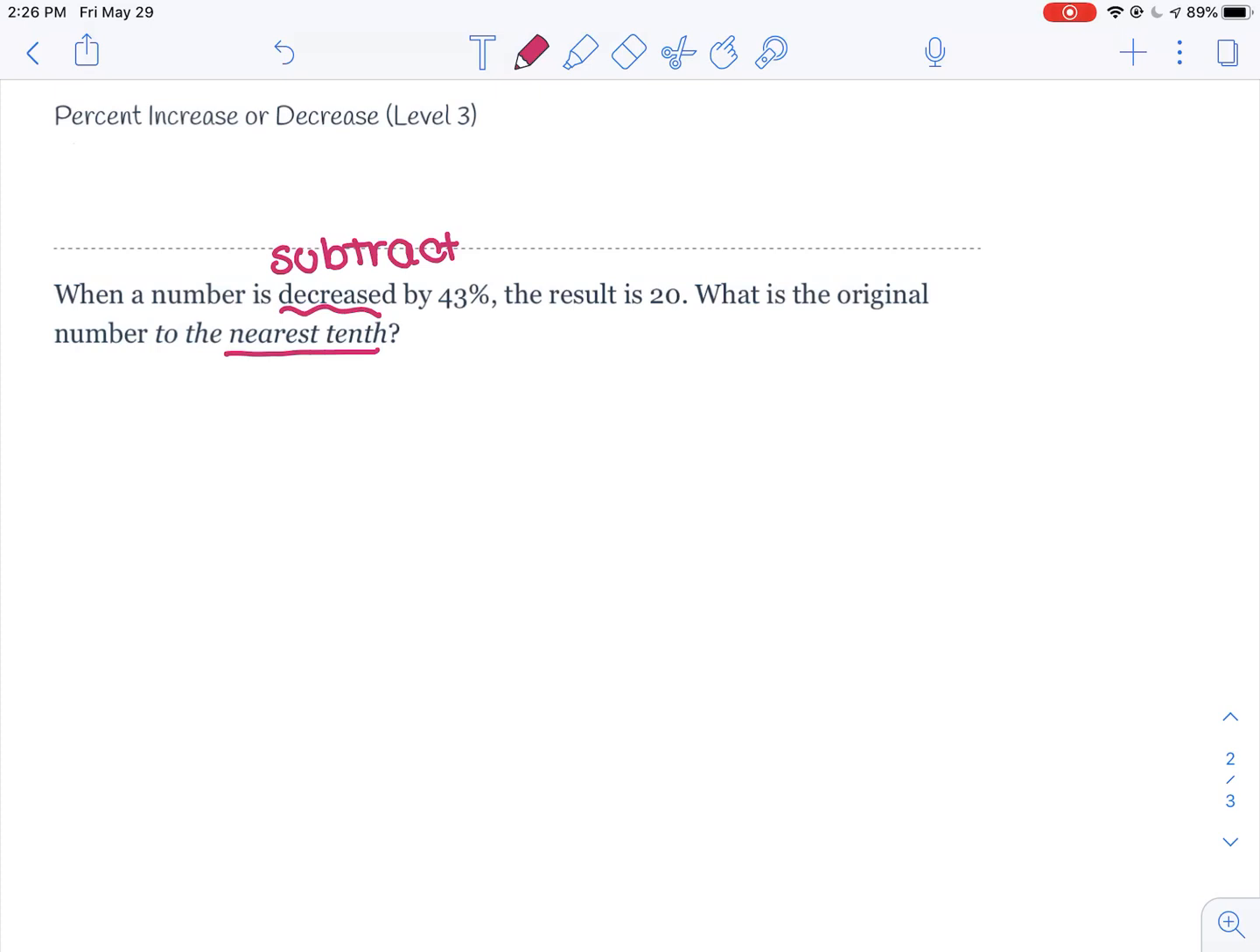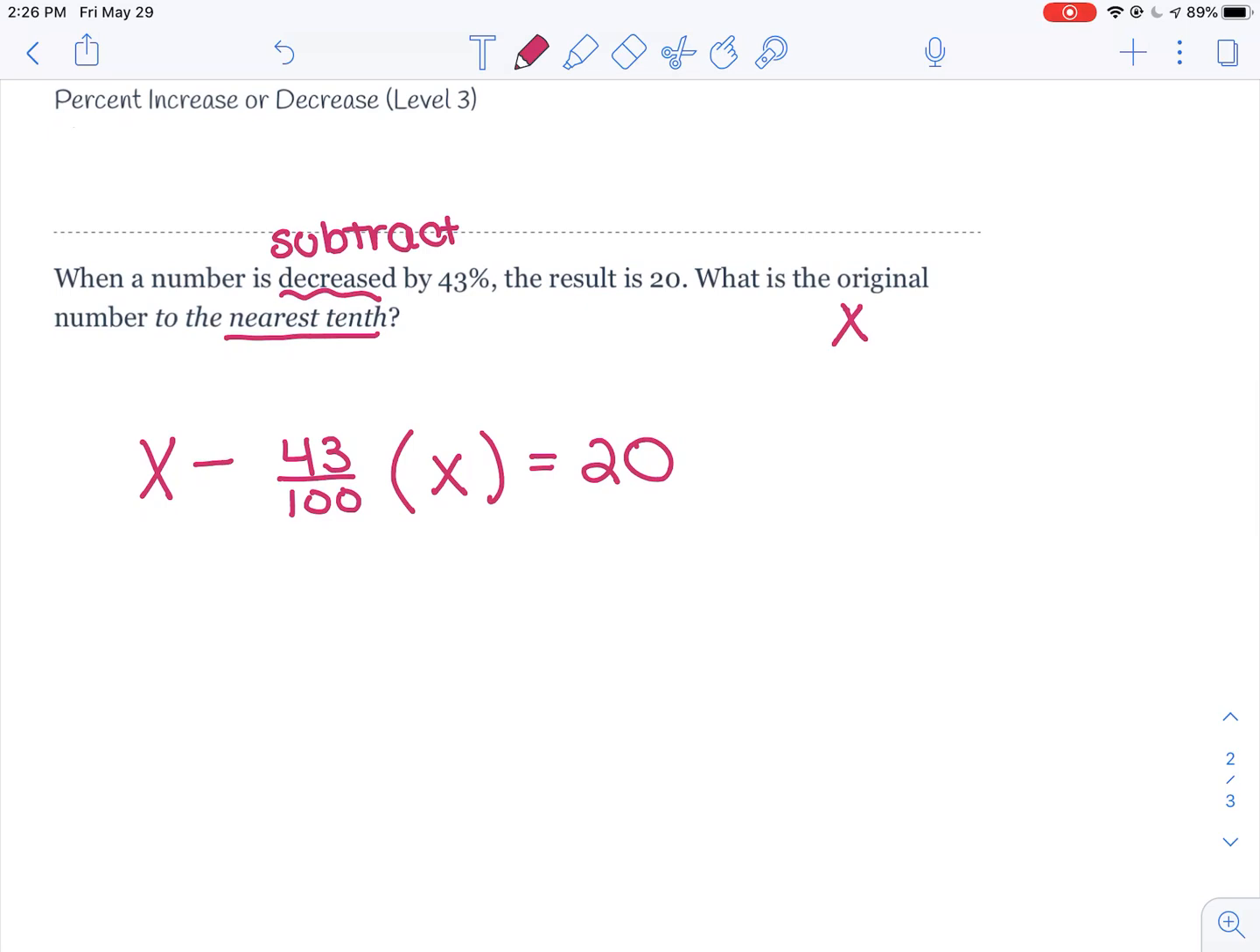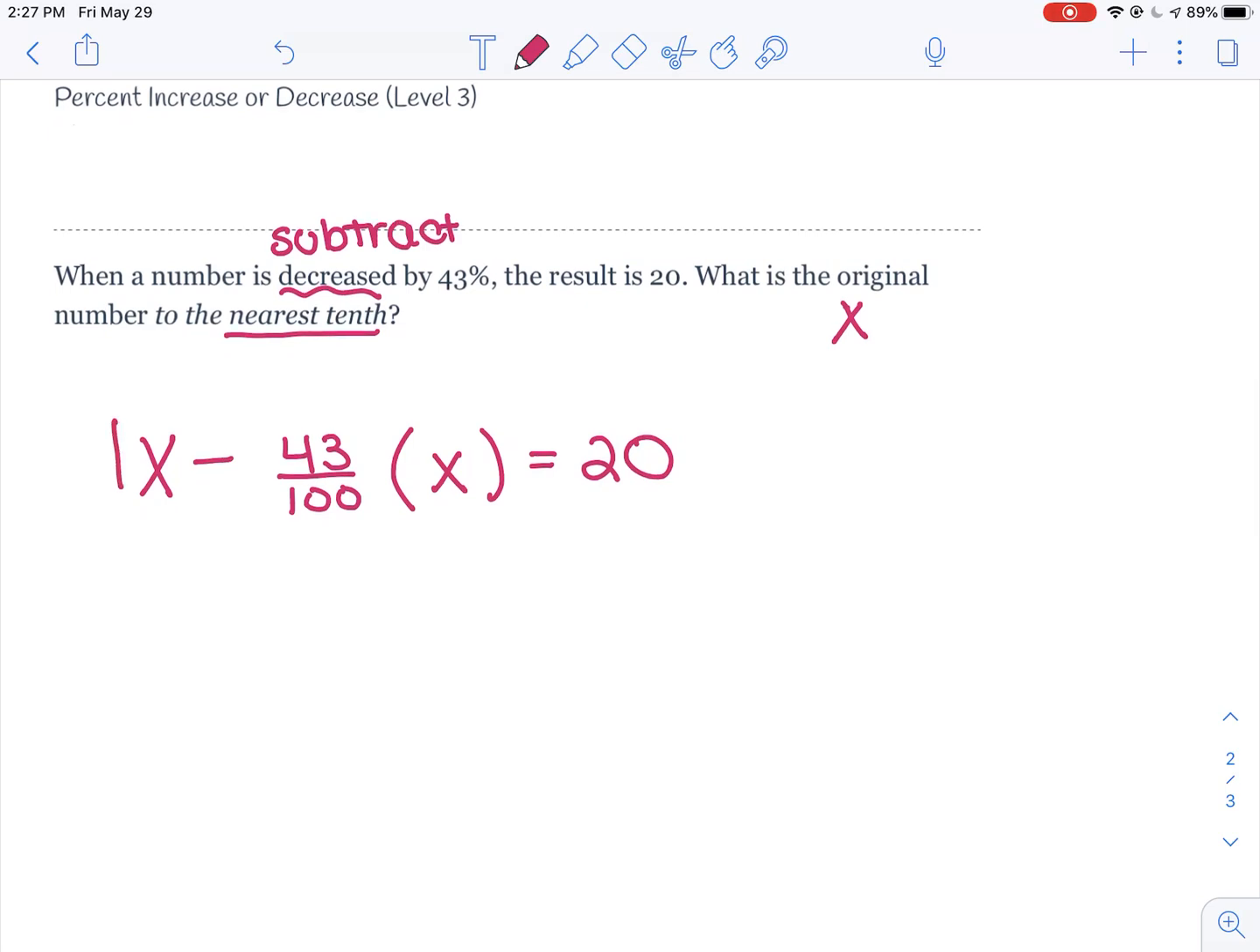So when we take some number, the original number x, and we decrease it by 43%, that means that we need to take 43% of that number, which was x, we don't know right now what it was, and that will result in 20. So this is just like any other equation. You can use your boxes and circles, whatever you want. This is like an invisible 1, the coefficient of x. So it's really like 1x minus 0.43 times x is equal to 20.